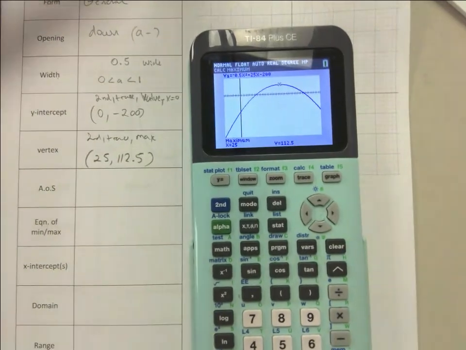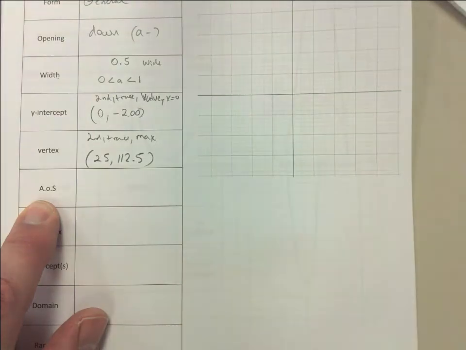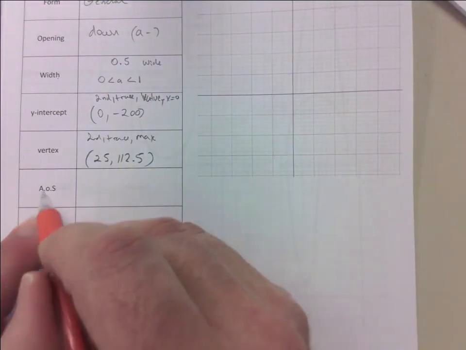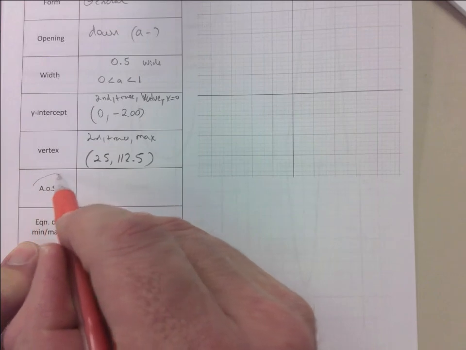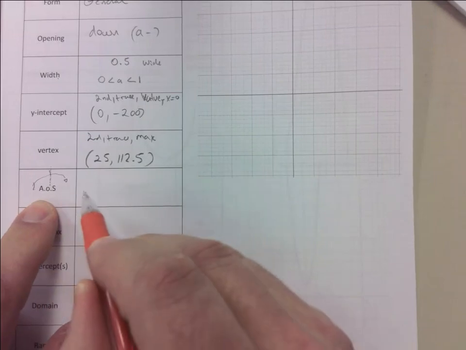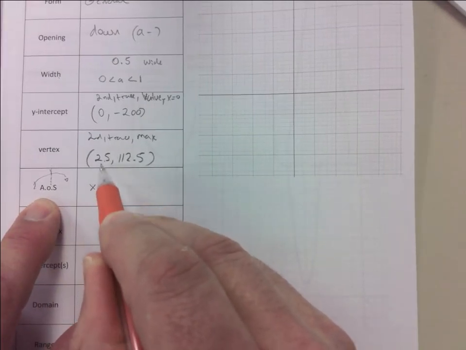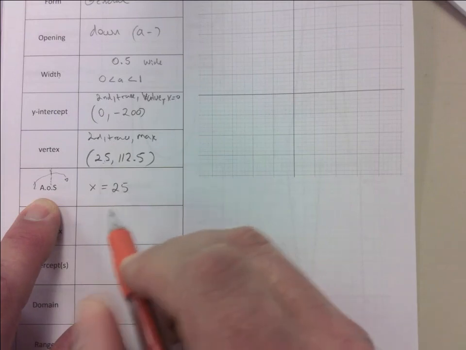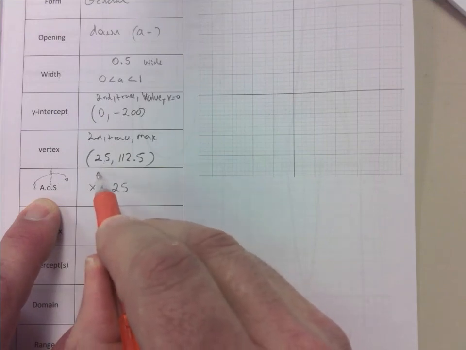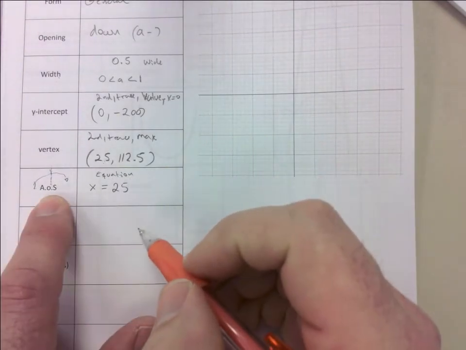Do you remember what the axis of symmetry is? It cuts your parabola in half, right? So if this is my parabola, it cuts it in half, okay? It's just an equation that looks like this: x is equal to 25. This is an equation. It cuts my parabola in half.